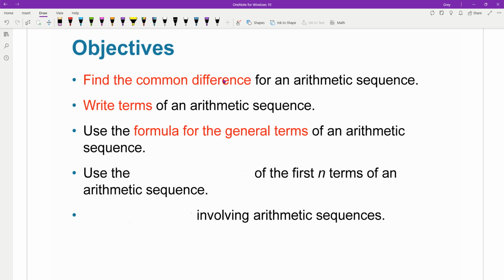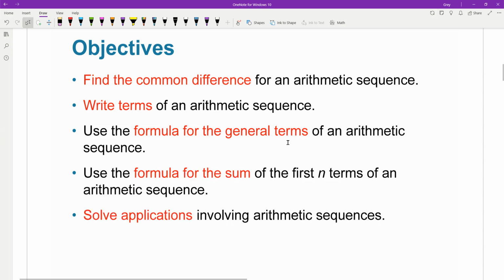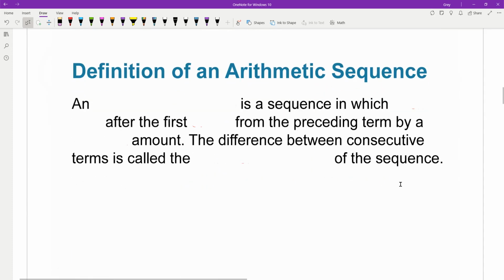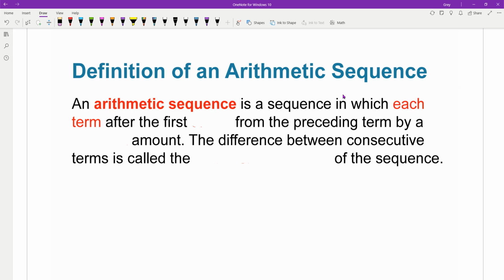We're going to use a formula for the sum of terms, and then we're going to solve applications using arithmetic sequences. So, first, let's define what an arithmetic sequence is. Yes, it looks like arithmetic, but it's pronounced arithmetic because it's an adjective. An arithmetic sequence is a sequence in which each term after the first differs from its preceding term by a constant, and that constant is called the common difference.